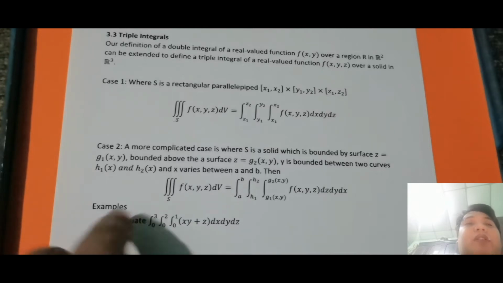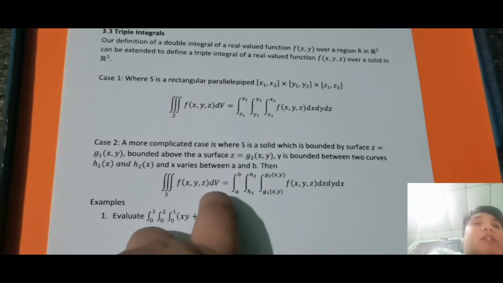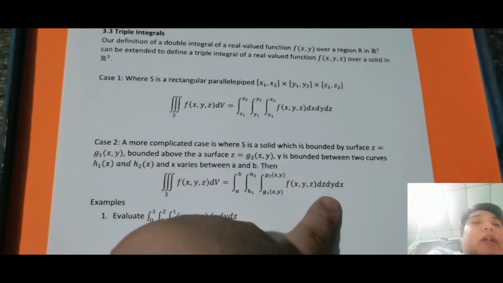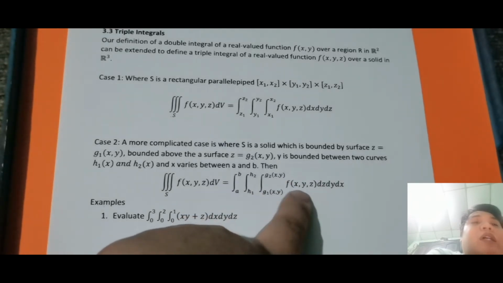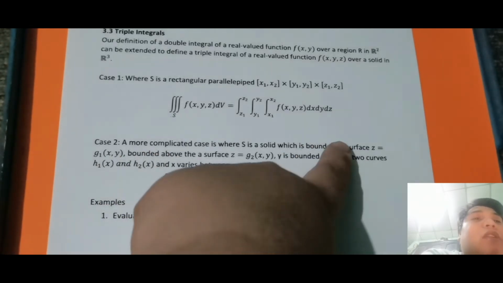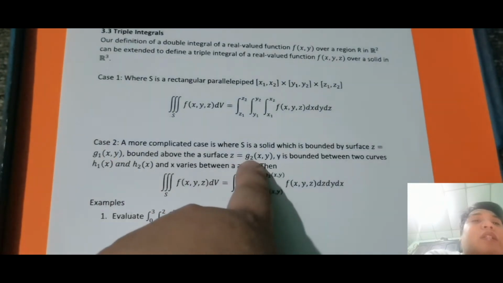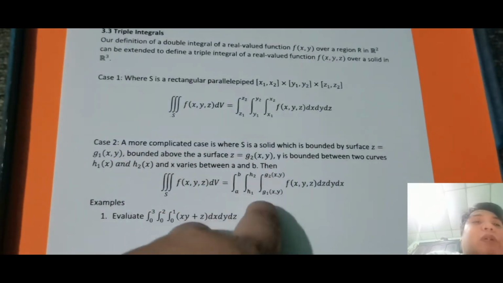So, ayan yung ating dV niya o yung infinitesimal niya o yung ating differential element or kung ano mang tawag, nakalimutan ko yung tawag dyan. So, infinitesimal na lang. So, this is just dz, dx, dy. So, wherein yung una natin is dz, so that is g sub 2 of x, y. So, napansin mo naman z is equal to g sub 1 of x, y. z is equal to g sub 2 of x, y. So, dun yung boundary niya.